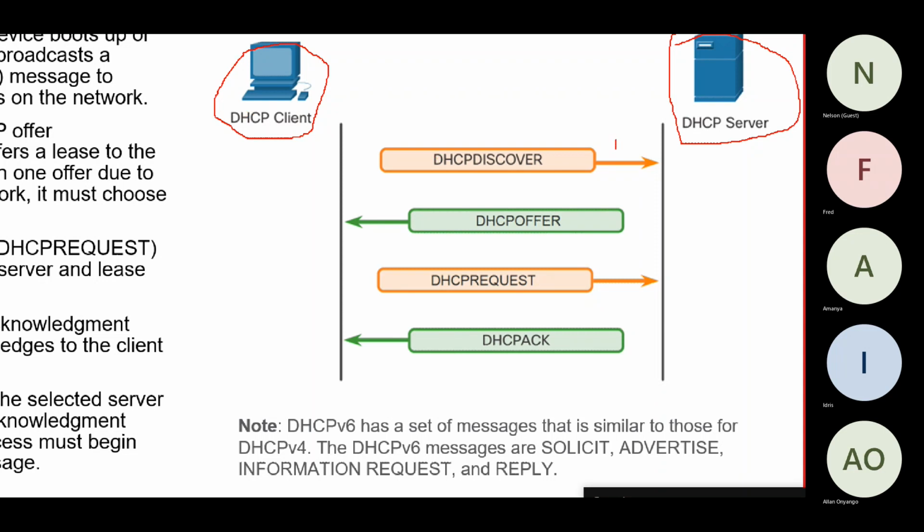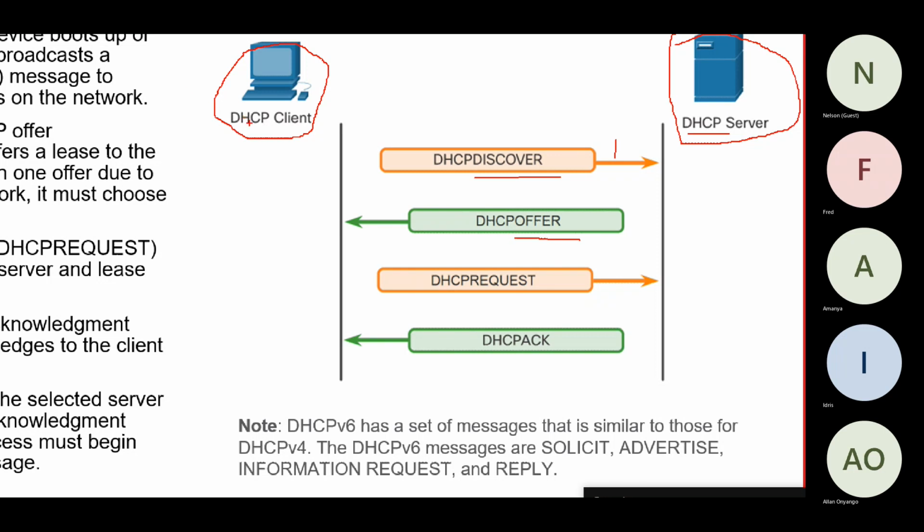Now, the messages are as follows. The first message is called DHCP discover message, which is used by the PC to discover any DHCP servers in the network, sent as a broadcast. The first DHCP server to receive that DHCP discover message will respond back with a DHCP offer message. And the offer will carry all the information that is needed, including the IP address, subnet mask, default gateway, DNS, domain name, so on and so forth.